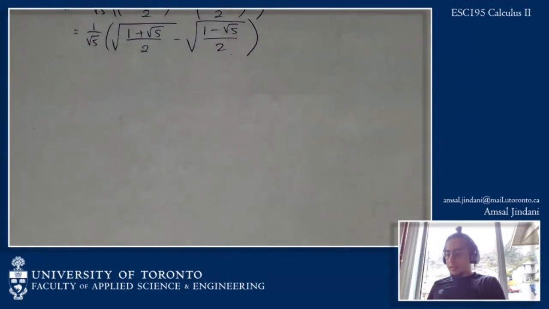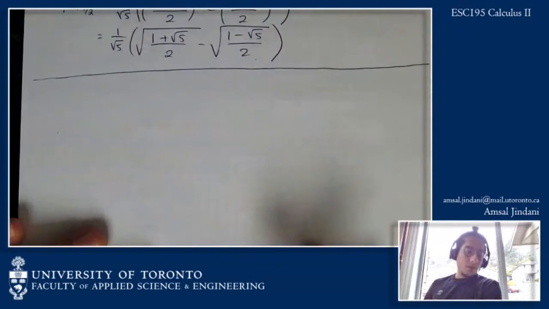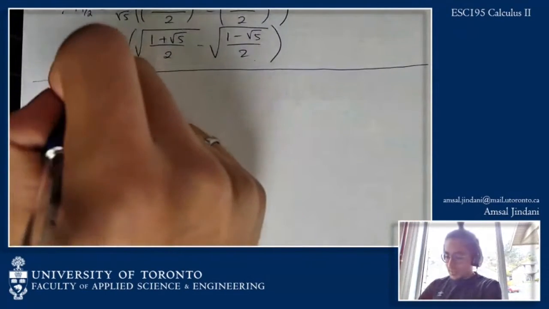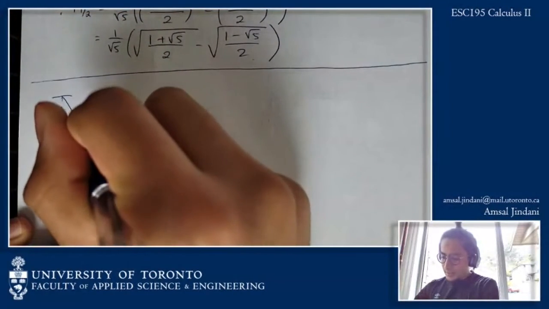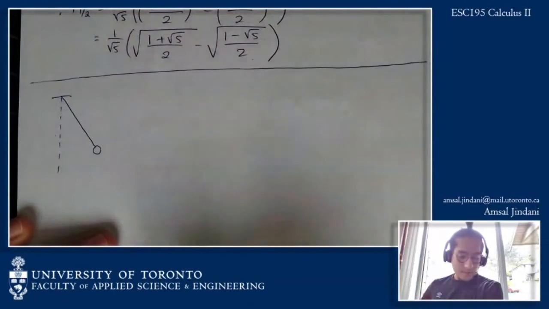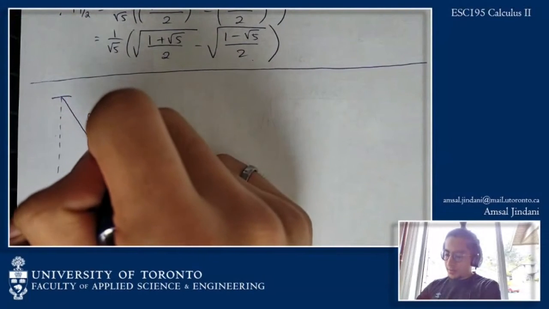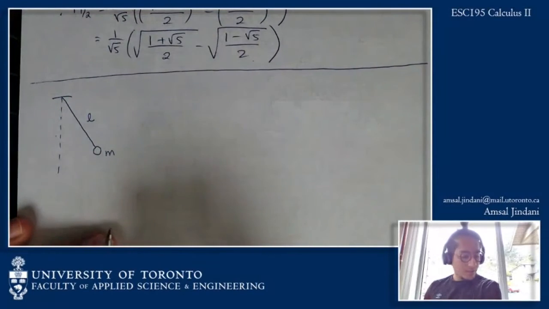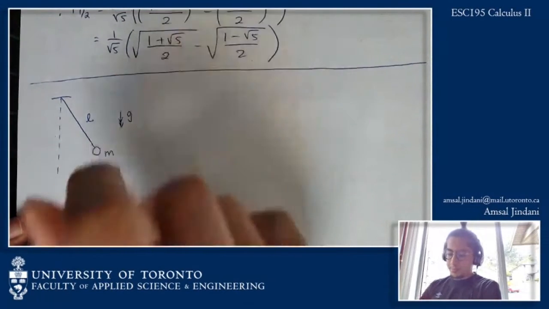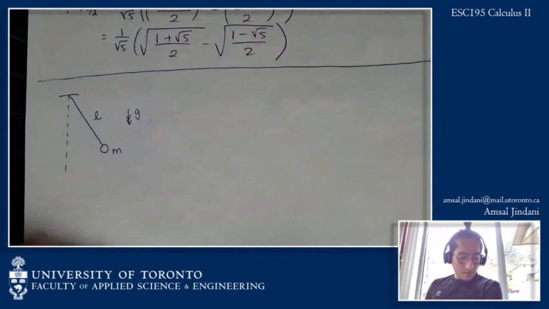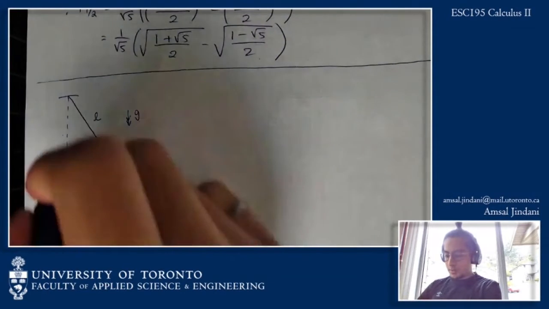Now we're going to look at one of the most common problems that you see in physics, and that is modeling the simple pendulum. So let's say that you have a pendulum with length L, you have a mass attached to that string, it's in a gravitational field g, and you want to describe the motion of this pendulum.